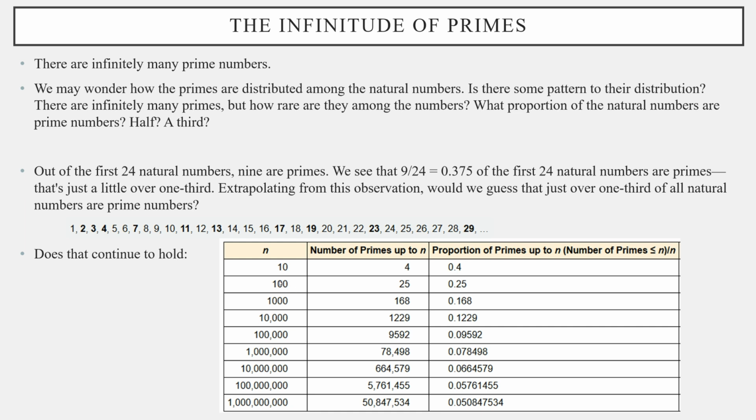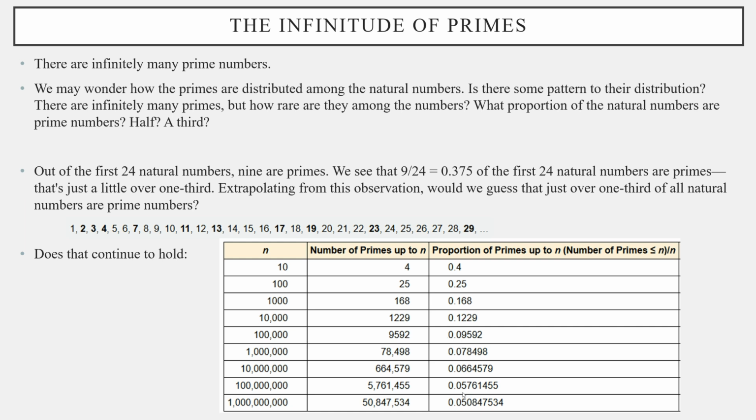If you keep doing that, you look at the first 100 numbers, 25 of them are prime numbers. So 25%. But as you continue to increase, look at the first 1,000 numbers, 10,000 numbers. These are the number of prime numbers. The proportion continues to fall. And it looks like it's converging to something. Oh my gosh, look, it looks like it's converging to around 5%. But look, it keeps falling.